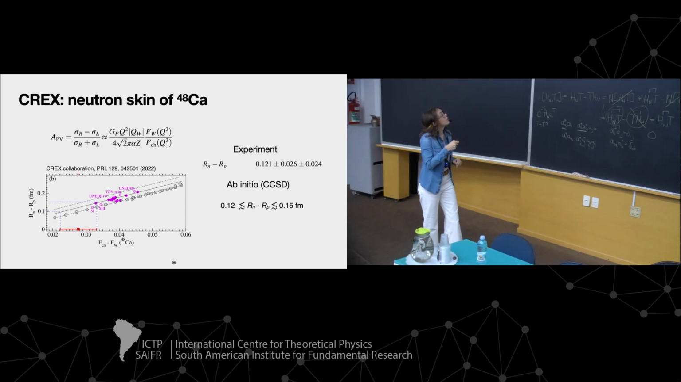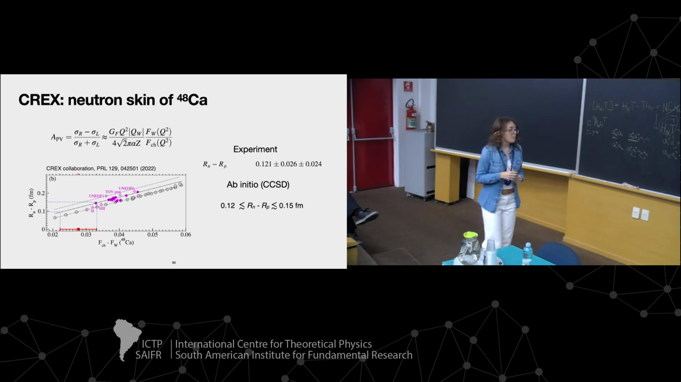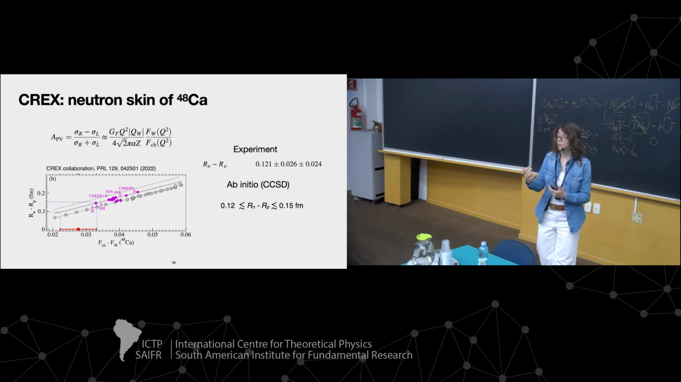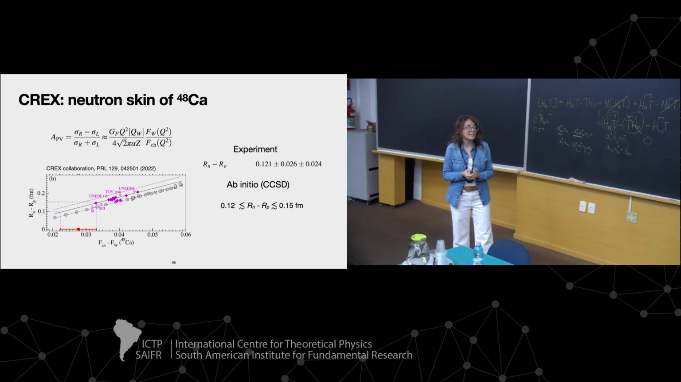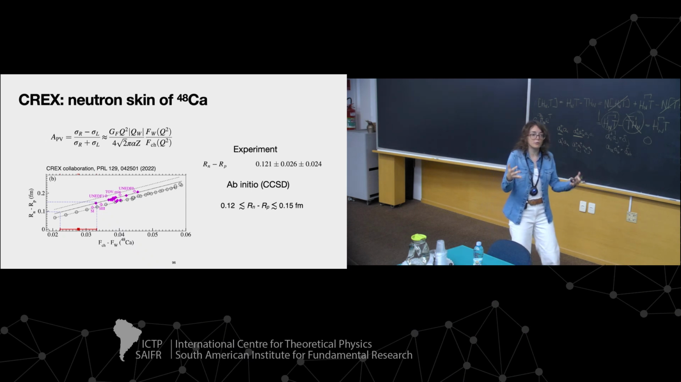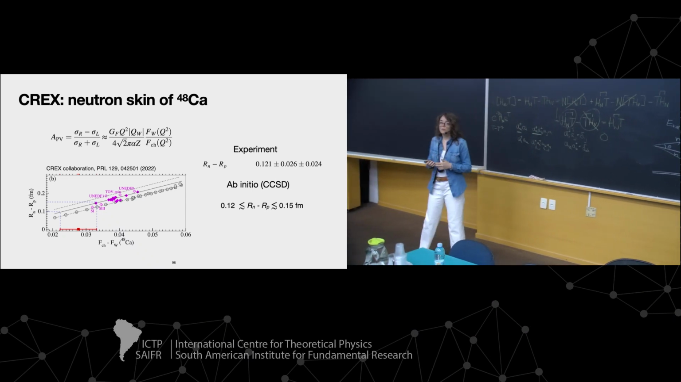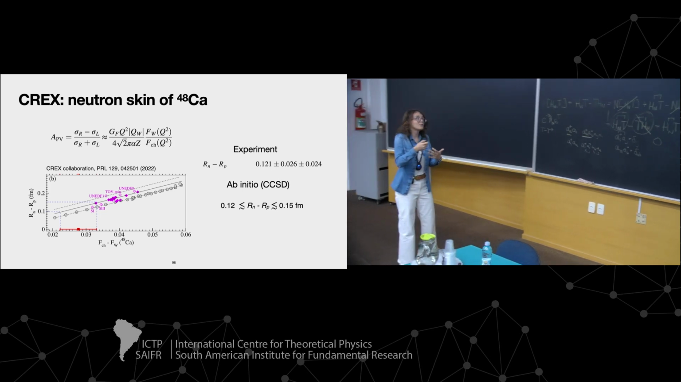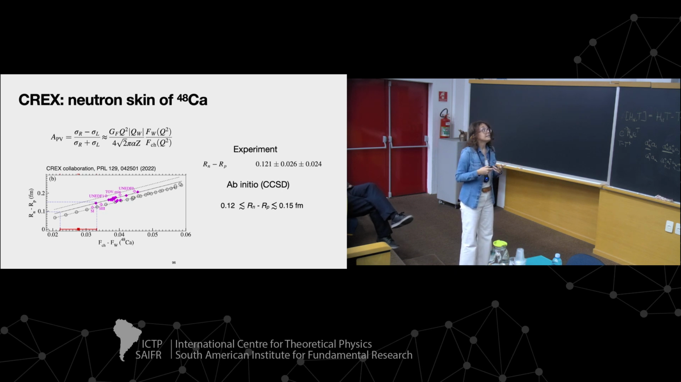So actually later on, the CREX collaboration performed a measurement of the neutron skin of lead-208. So as also Nakamura-san was pointing out, the measurement of neutron-related properties is way more difficult with respect to proton-related properties, obviously because of the presence of the electromagnetic interaction that is helping us for charge radii, but for neutron radii, this is not the case.